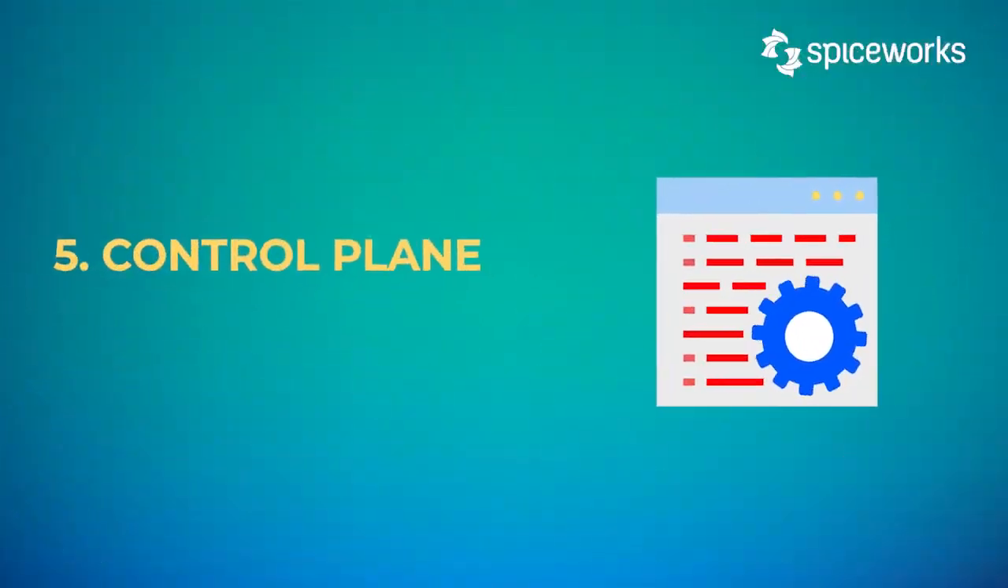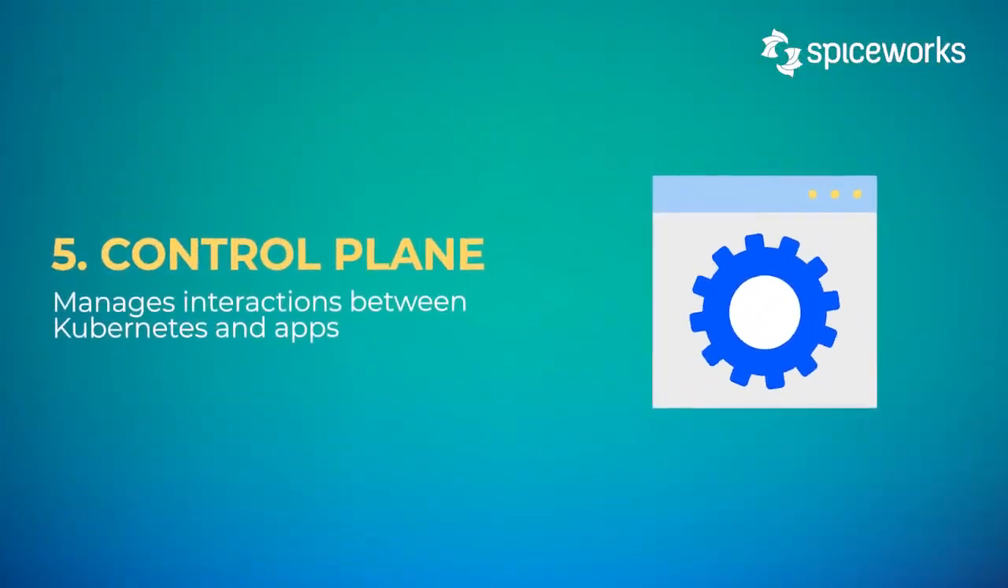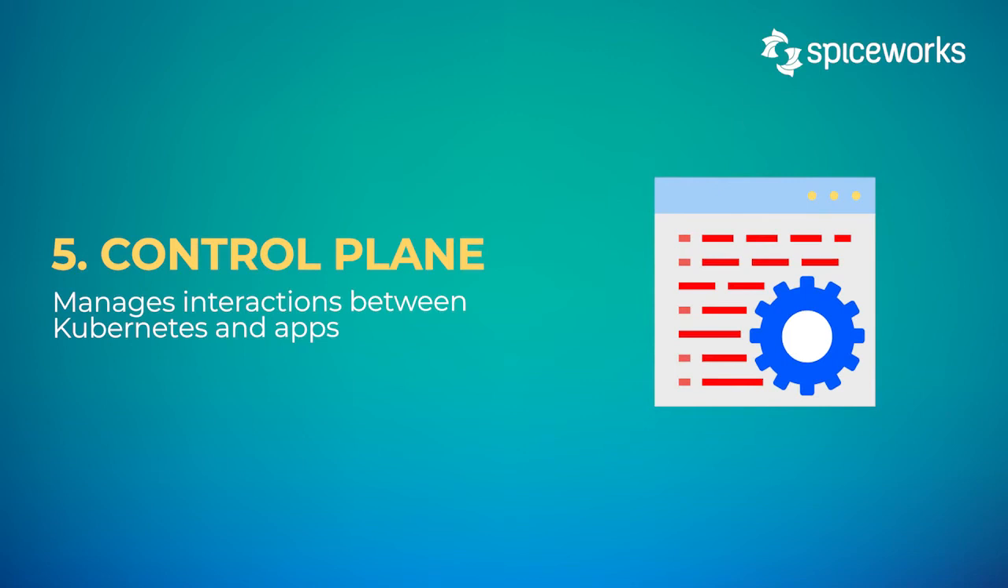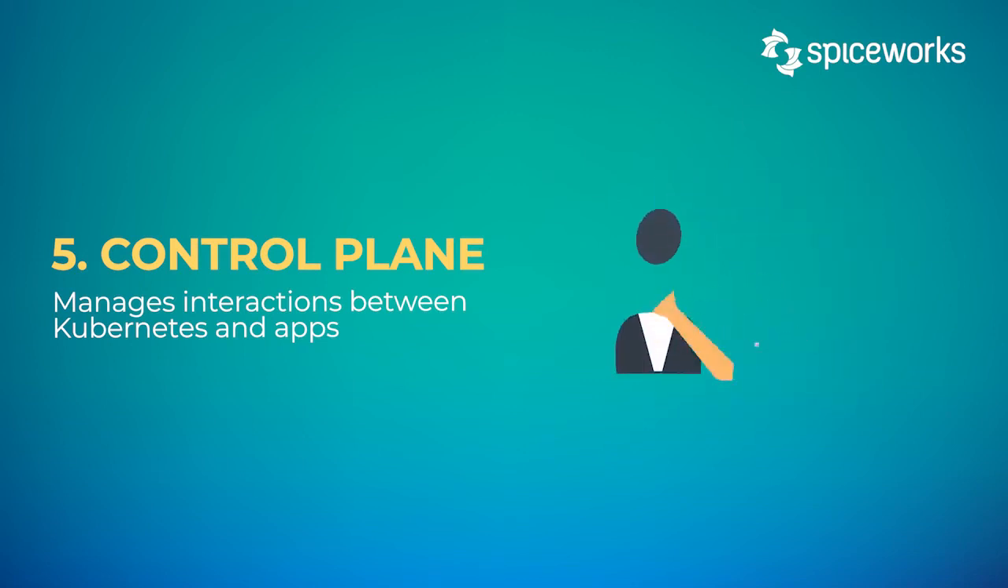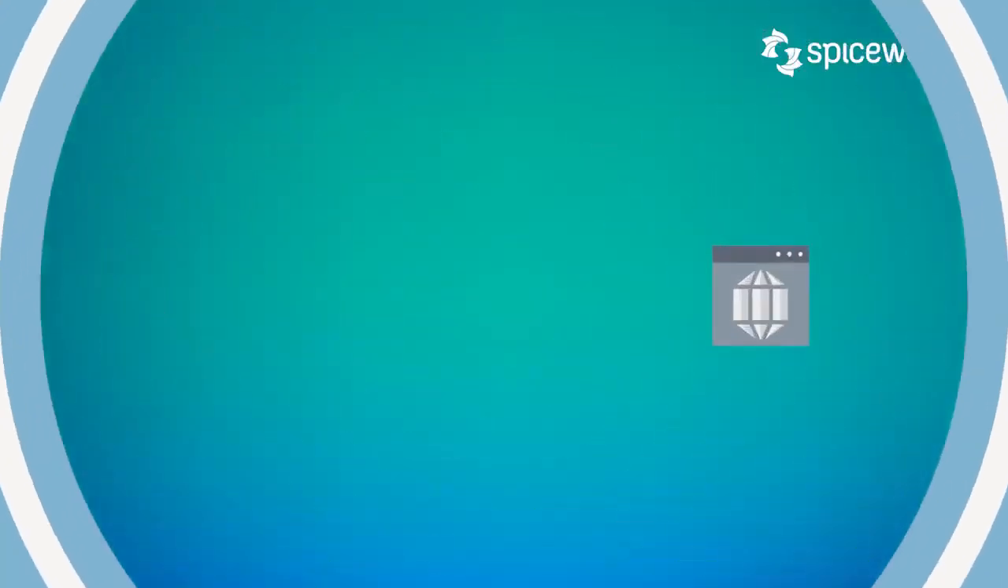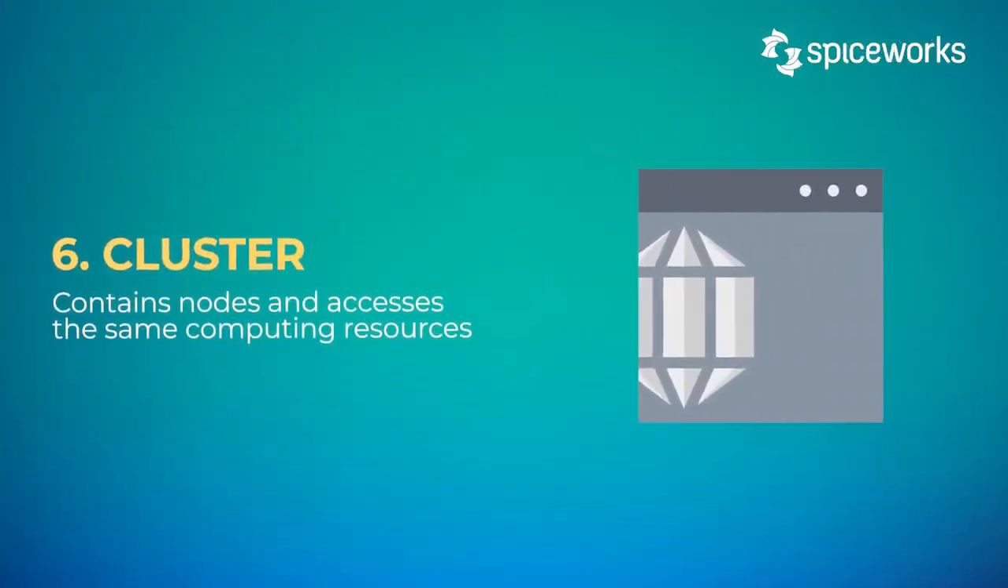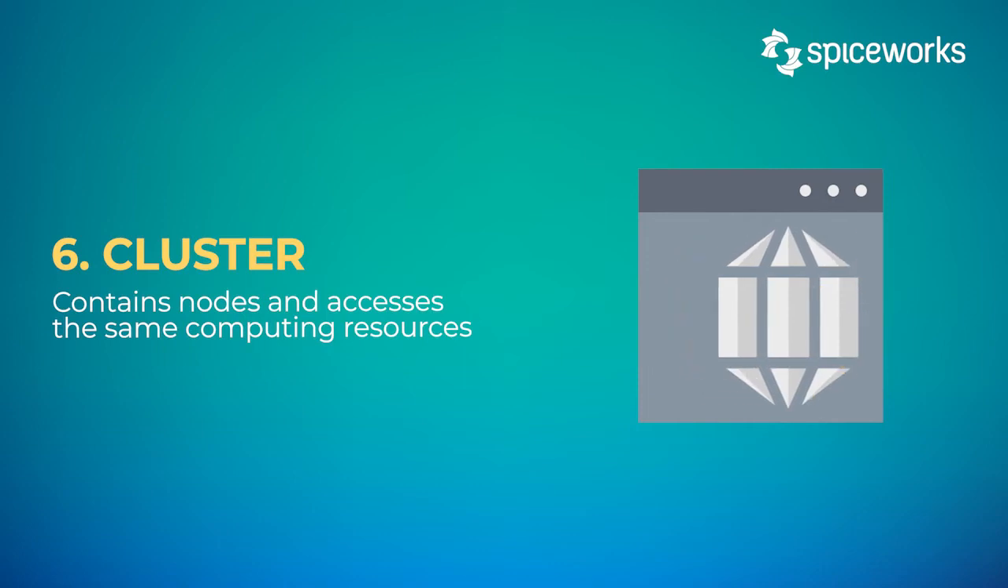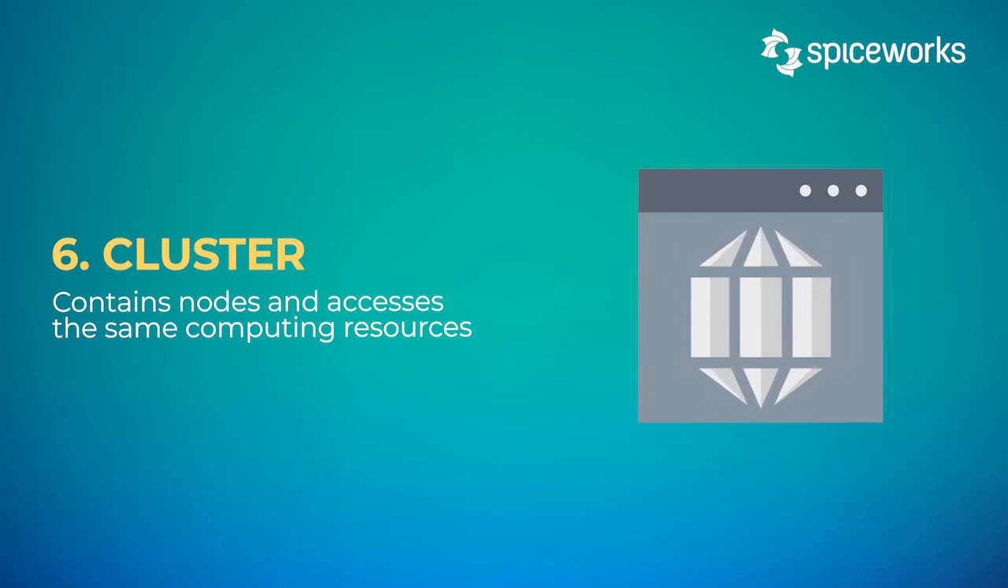5. Control plane. Administrators and users access Kubernetes through the control plane, which allows them to manage nodes effectively. This component is responsible for controlling the interactions between Kubernetes and applications. Operations are assigned to the control plane either by linking to the machine and executing command line scripts or via HTTP calls. 6. Cluster. Clusters contain Kubernetes software nodes and access the same memory and computing resources.